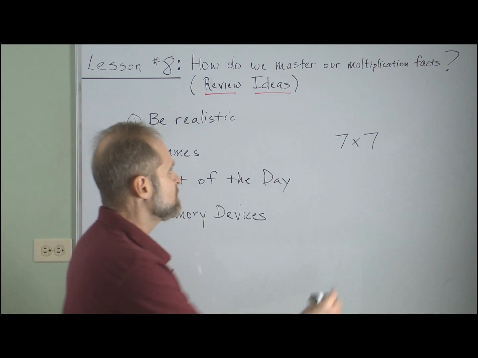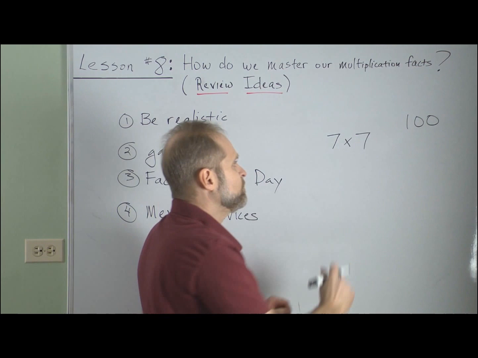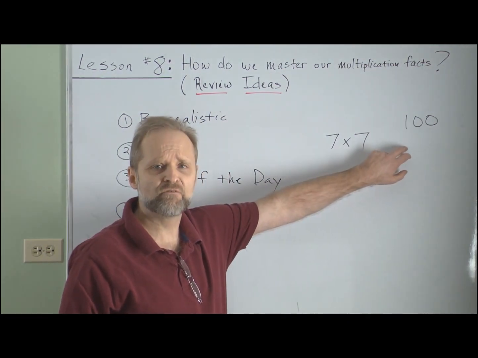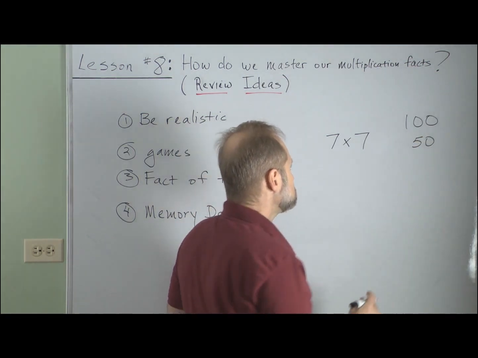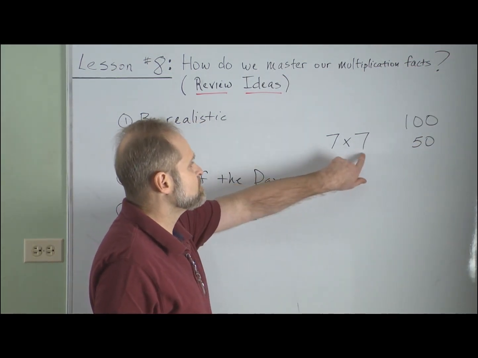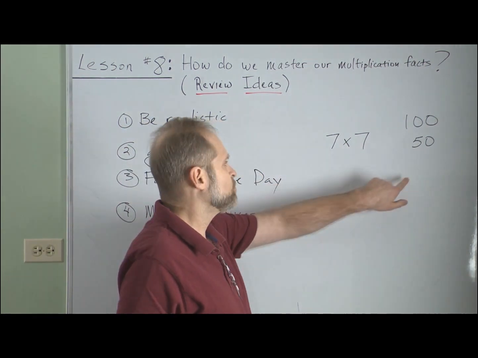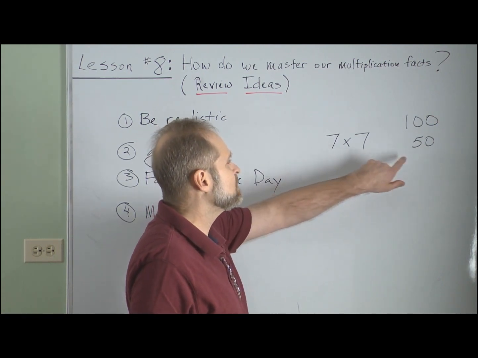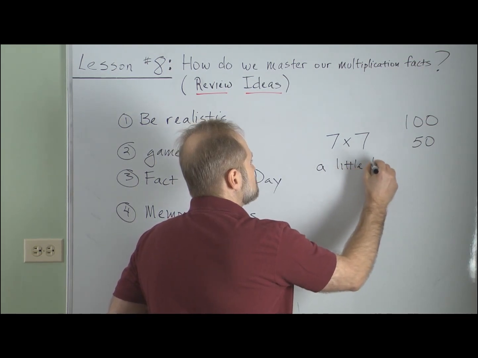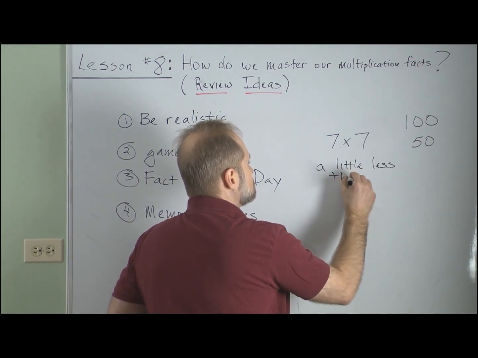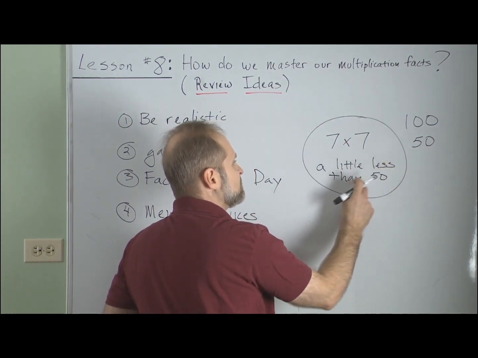memory device. Let's start with the number 100. All students are familiar with 100. What's half of 100? Well, most students would say 50. When it comes to 7 times 7, 7 times 7 isn't quite 50, but it's pretty close. We know that 7 times 7 is a little bit less than 50. So 7 times 7 is a little less than 50.